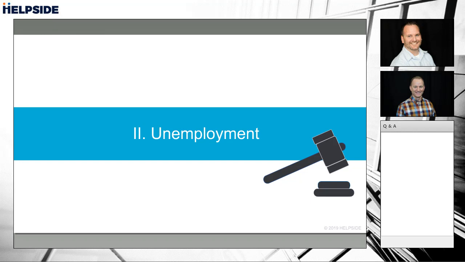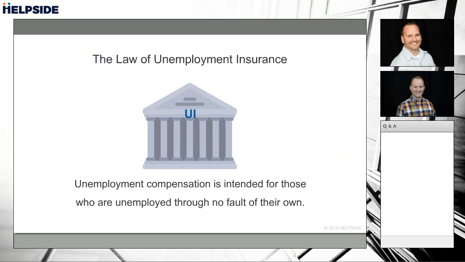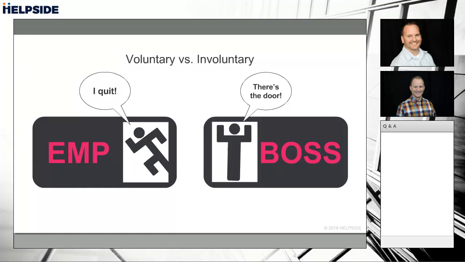So let's talk about some of that aftermath, Jeff. You've mentioned a couple of times unemployment claims. So let's talk everyone through that process. In fact, we'll begin with the law of unemployment insurance. Nice, yeah. So the law of unemployment insurance is very simple, and it says unemployment compensation is intended for those who are unemployed through no fault of their own. Right. We're going to talk about that last piece, the no fault of their own, and really determine who and how and when they're eligible for unemployment, and then walk you through what the unemployment process looks like.